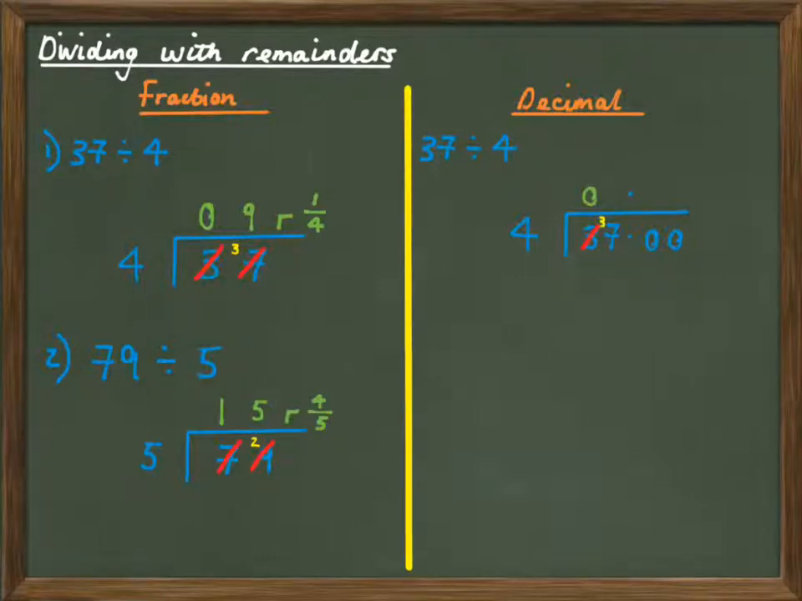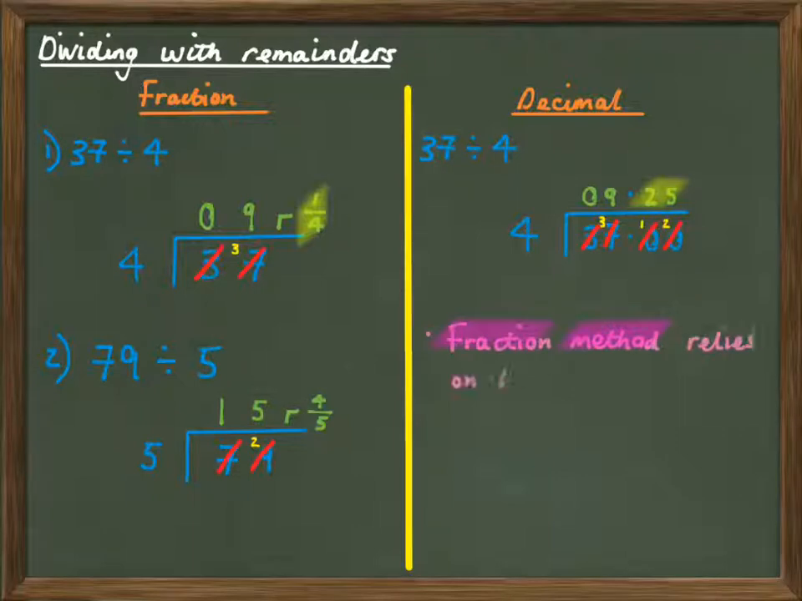Same thing again, 4 into 3 doesn't go. 4 into 37, well 9, we've already discussed that, with 1 remainder. So rather than write remainder 1 over 4, I'm going to carry this 1 across the decimal point to the next 0. 4 into 10 goes 2 times, that's 8, with 2 remainder, carry it across to the next 0. 4 into 20, 5 times. And you'll notice 9 1/4 is the same as 9.25. So as I said, same answer, just different ways. Second one, you can have a go yourself, 79 divided by 5, and you should get 15.8, right? And 4/5 and 0.8 are the same again.